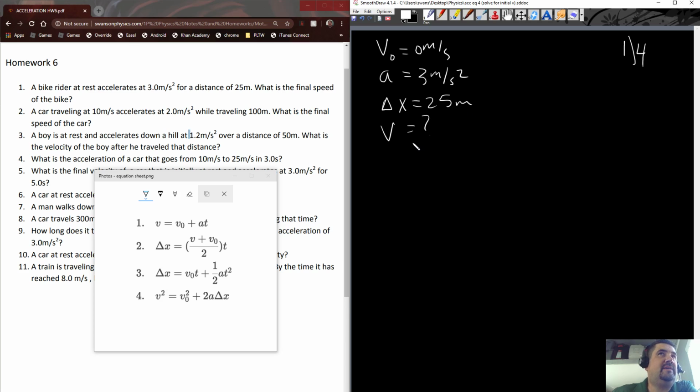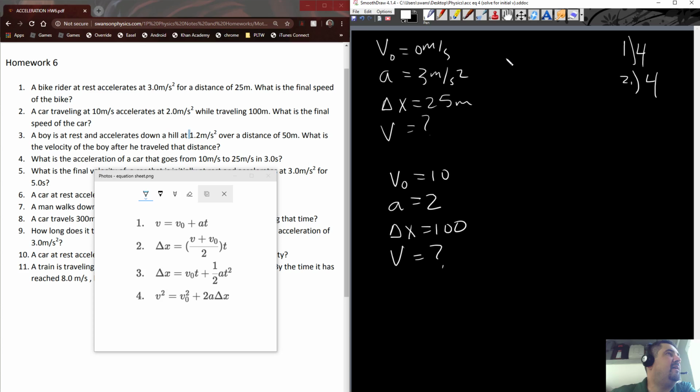All right, equation 4. What is number 2 then? Number 2, a car traveling at 10 meters per second accelerates at 2 meters per second squared. So its initial speed is 10, its acceleration is 2, while traveling it does a distance change of 100 meters. What is the final speed of the car? So again, that's equation 4, right? Because there's no time. So it has to be 4. It's the only one that's time independent. All right, let's do another one.